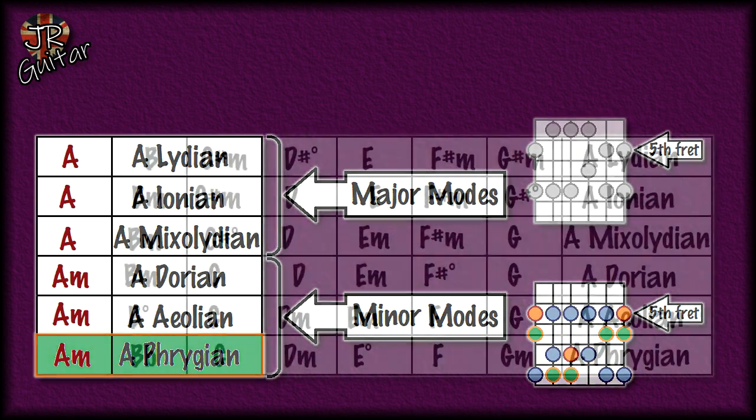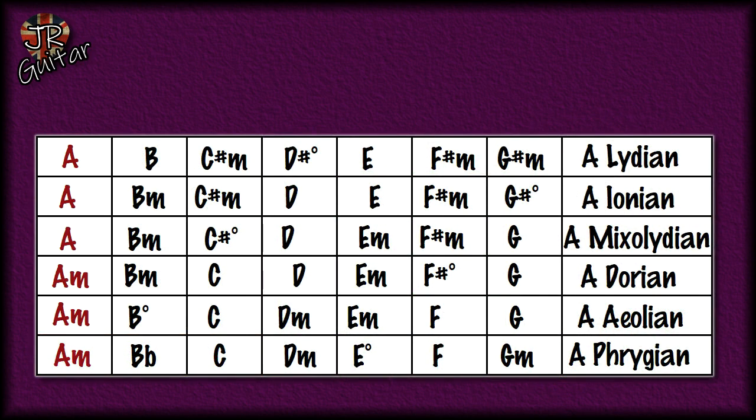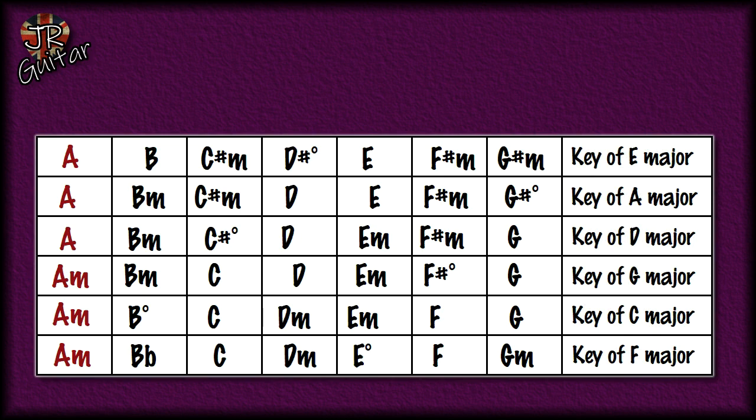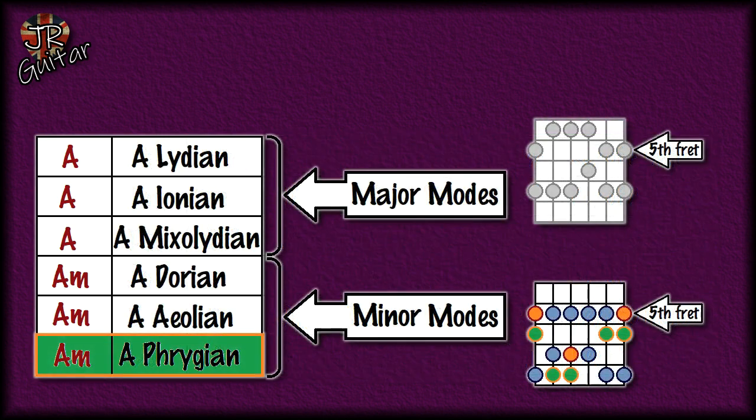Remember, the Phrygian mode is just the key of F major but focusing on the A minor chord, so you're borrowing notes from the chords that are in that key of F major, and because we're focusing on the A minor chord, it is the Phrygian mode. So there you go, that's a basic whistle stop tour through a little bit of mode theory.